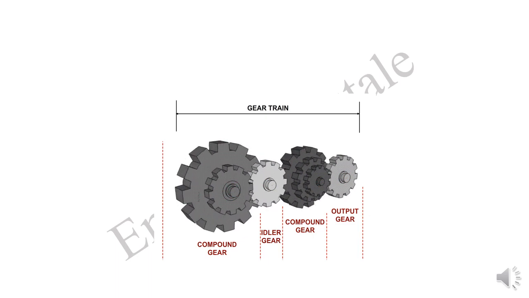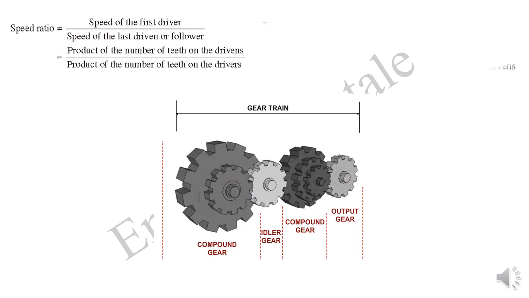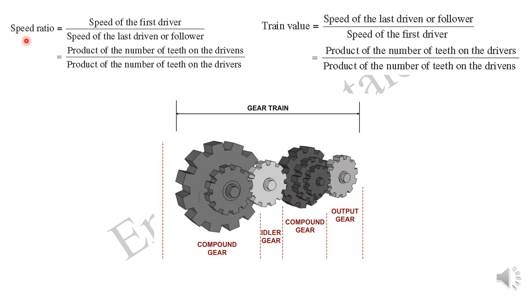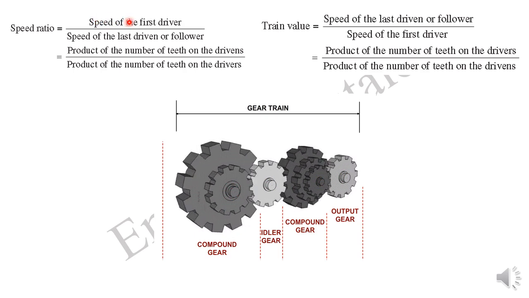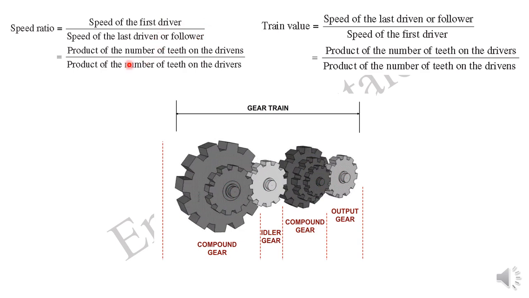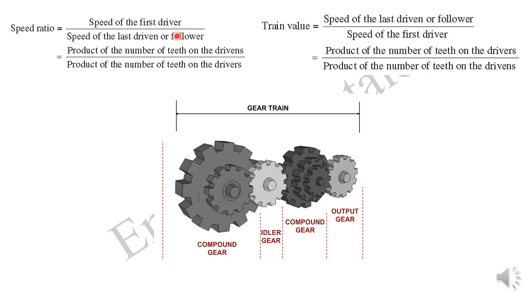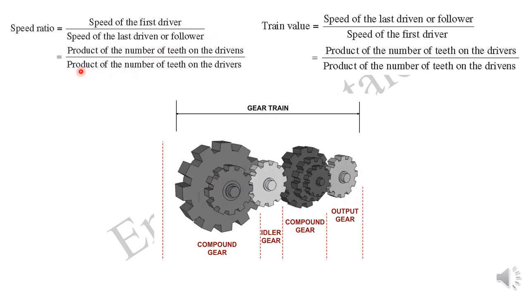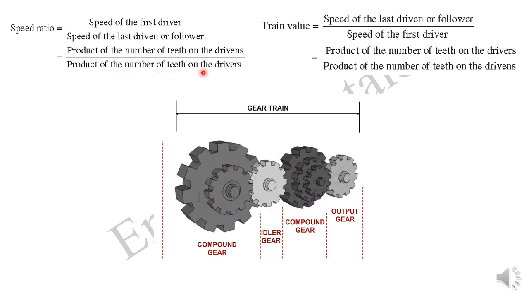Okay, so this is a compound gear train. I want you to understand two formulas. There's a formula for speed ratio. Speed ratio is basically a ratio of the speed of the first driver divided by the speed of the last driven, or the follower. Speed of the first driver over speed of the last driven or the follower. This should be equal to the product of the number of teeth for the drivens divided by the product of the number of teeth for the drivers.